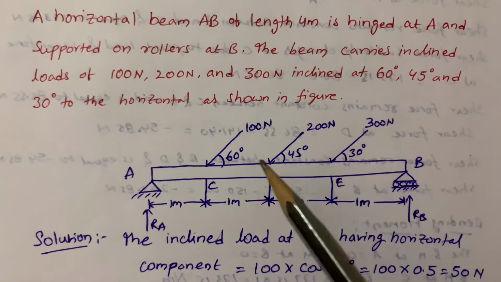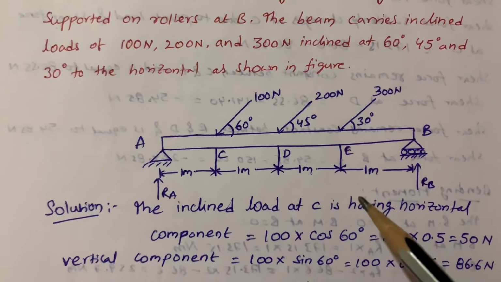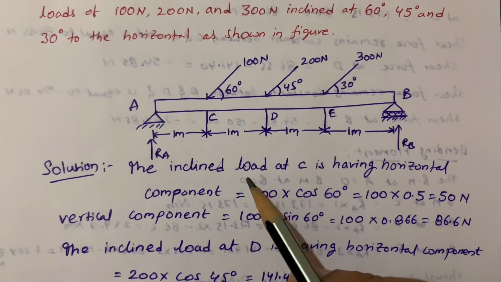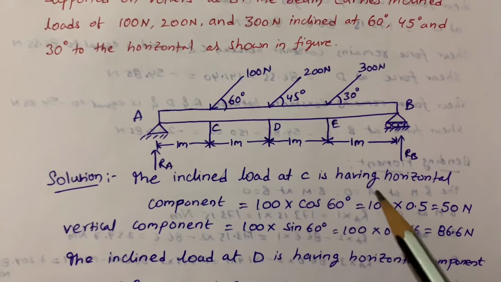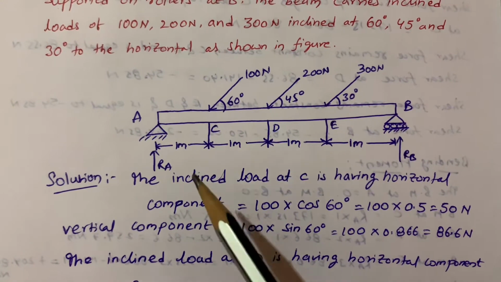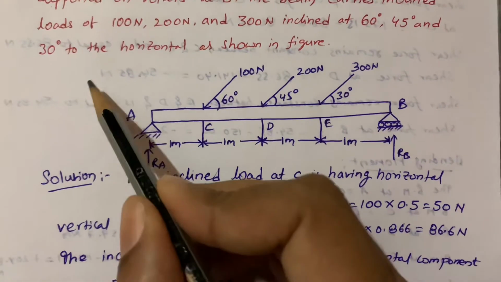First we have to resolve all the loads. After that we have to calculate the remaining calculations. The first one is inclined load at C. So inclined load at C is having horizontal component. So we know that in engineering mechanics we learn how to resolve an inclined force.